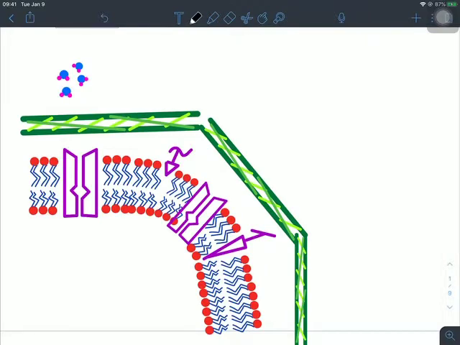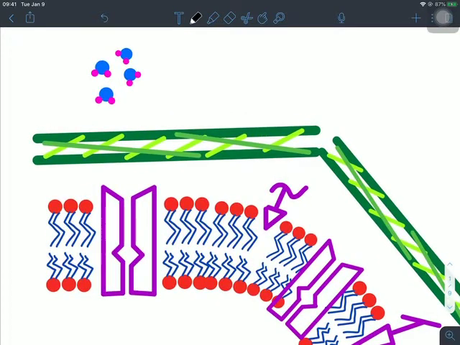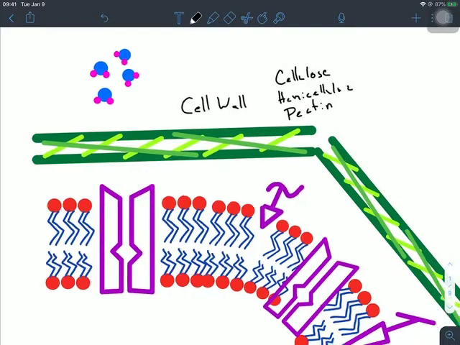So here's my attempt at a diagram for the cell. You've got the external cell wall made up of different kinds of fibers, like the green cellulose, providing the major backbone for the cell wall, the light green hemicellulose, and then the linkers, the pectin.